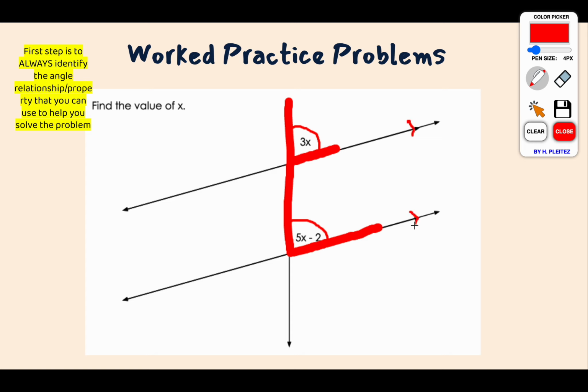So I'm going to go back to my theorems. What theorem can I use here? I'm going to use the corresponding angle theorem, where it says if my two lines are parallel, corresponding angles are congruent. So when two angles are congruent, all you got to do to make your equation is set them equal to each other. So 3x equals 5x minus 2, and then you would algebraically continue and solve for the value of x.